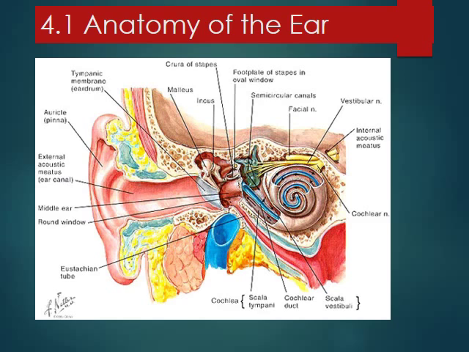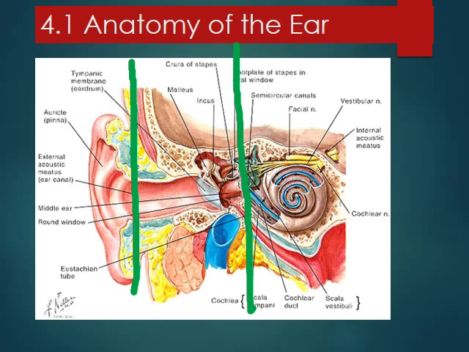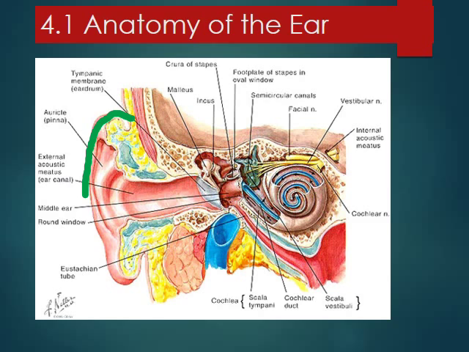Our ear anatomy is divided into 3 parts, which are the outer ear, the middle ear, and also the inner ear. So outside, we have this pinna, all right? Pinna, or we call this the auricle. The function of the pinna is to collect and concentrate sound energy.